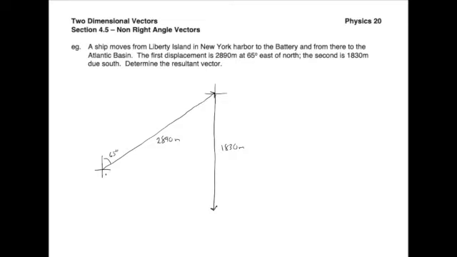My resultant vector, remember, is where I started to where I finished. And so my resultant vector starts where I started with that first vector, and ends at the end of the 1830 due south. And so this is going to be the displacement that I'm actually looking for. Now to solve this, I do need to put in some angles.